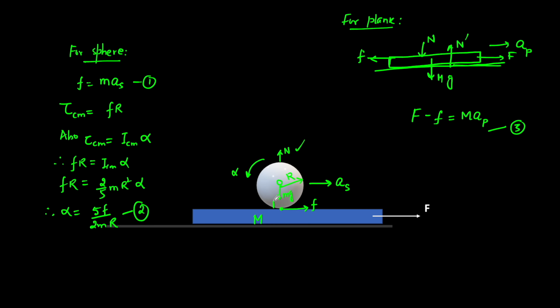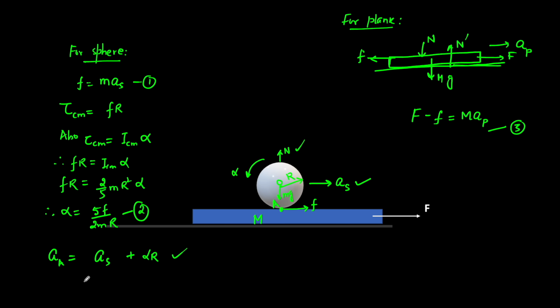Suppose A is the point of contact of the sphere. Now what is the acceleration of the point of contact? As you can see, the pure translational component is AS in the forward direction, and the rotational component alpha r is also in the forward direction, so AS plus alpha r. Acceleration of point A is AS plus alpha r. It is greater than the acceleration of the center of mass of the sphere.